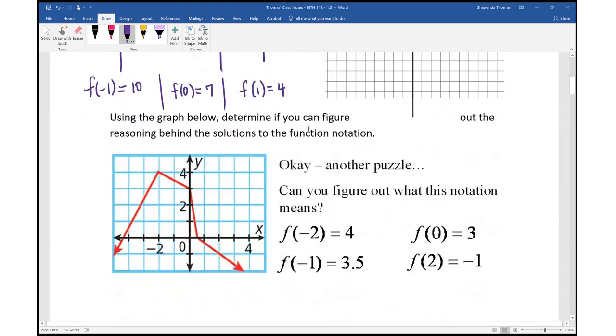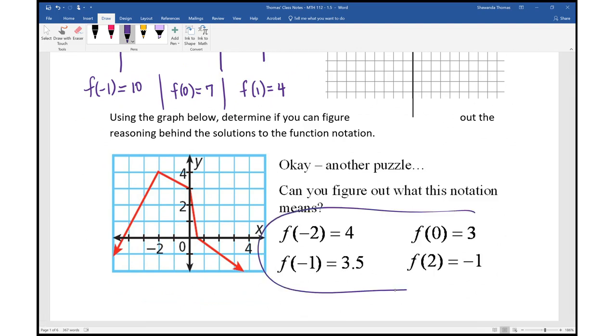Now, using the graph below, determine if you can figure out the reasoning behind the solutions to the function notation. So what does this have to do with this graph over here? What is the connection between the two? What do f of negative 2 equals 4, f of 0 equals 3, f of negative 1 equals 3.5, and f of 2 equals negative 1 have to do with this graph in red? So at this time, pause the video. Think about it for a few minutes to see if you see the connection between the two.